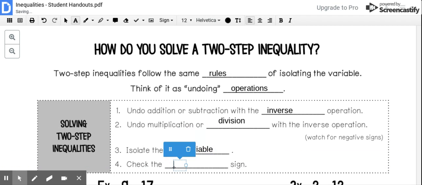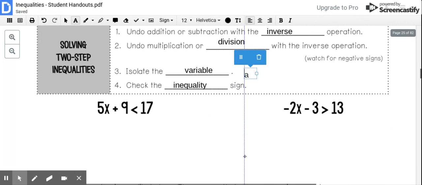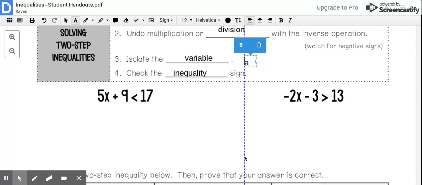And then you check the inequality sign. Make sure you've flipped it if you need to. And then if you have to graph it, make sure your variable's on the left side if that's the strategy that you use. Okay, so we have some examples here.